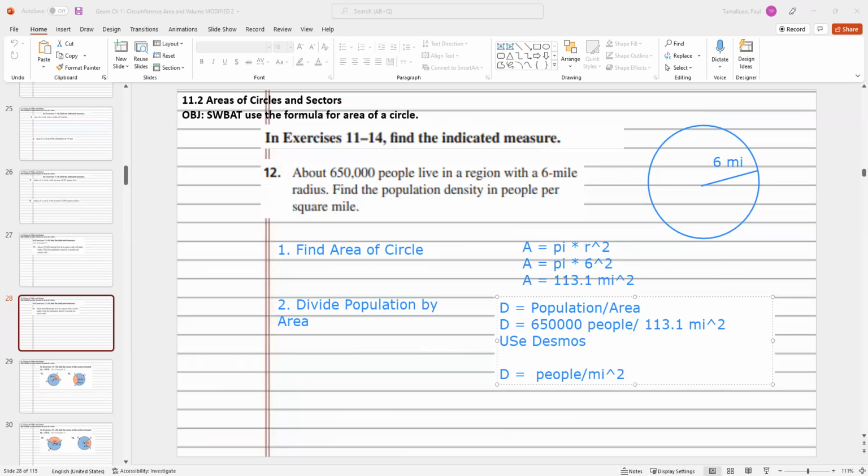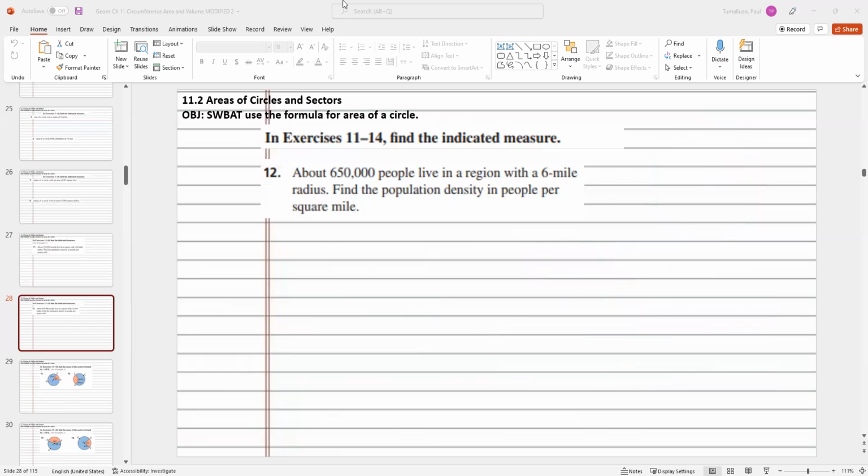Let's see what would happen if we rounded it. 650,000 divided by 113.1. Here it's 5,747.1. Yeah, close enough. But you can see that there is a difference when you use the rounded area and when you use the non-rounded area. Okay, and there you go. That's it.